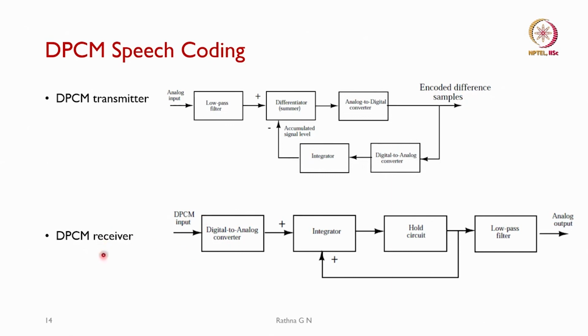So, what happens at the receiver? It has to be the same replica working in the reverse way. You have a low pass filter which receives the DPCM signal, and then you take it to the digital to analog converter, and pass it through the integrator. Then you add the signals from the hold circuit to reconstruct it, which is passed through the low pass filter, and then we get the analog output. So, this is how our differential pulse code modulated speech transmission and receiver look like.